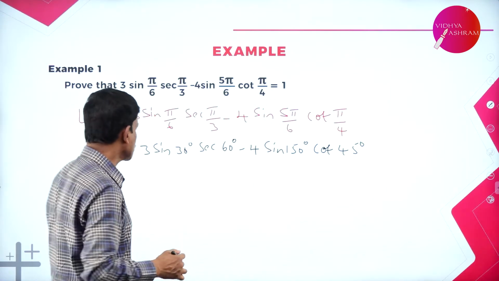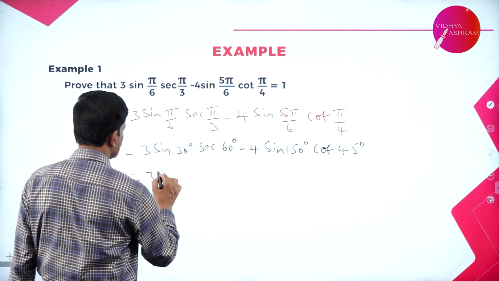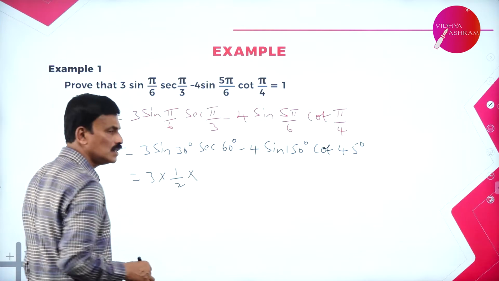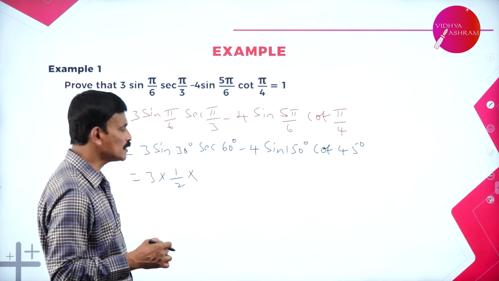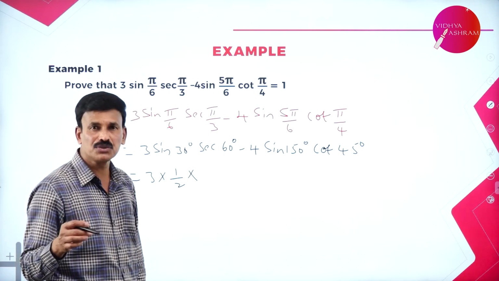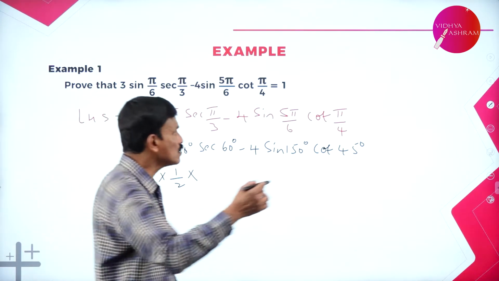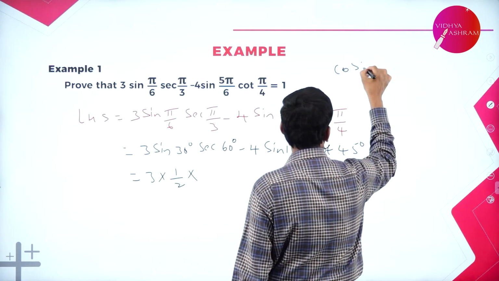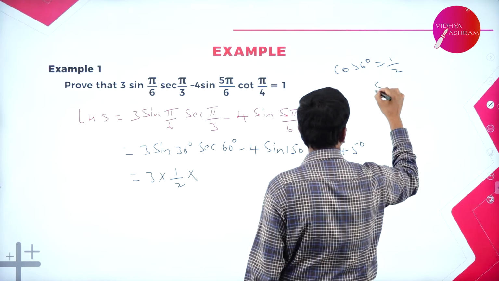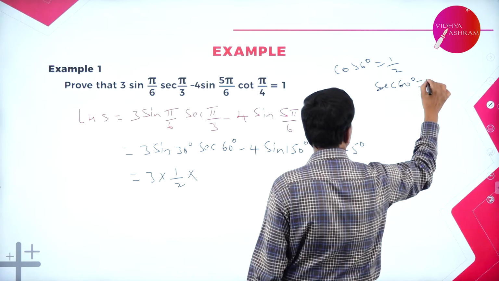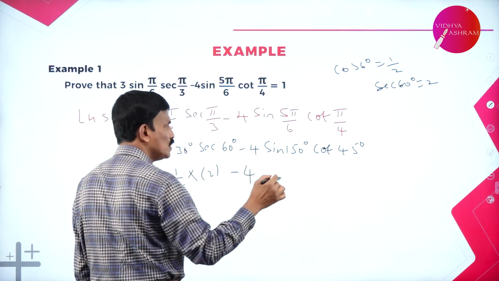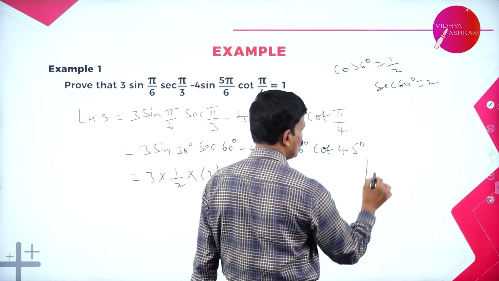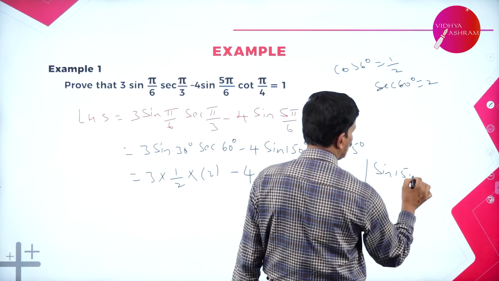Now just substitute the standard values. 3 into sin 30 is 1 by 2. Sin 30 is 1 by 2. And secant 60, since what is sin 60? Sin 60 is root 3 by 2 and cos 60 is equal to 1 by 2. Since cos 60 is equal to 1 by 2, secant of 60 is equal to 2. Secant 60 is equal to 2, minus 4 into sin 150 degrees.